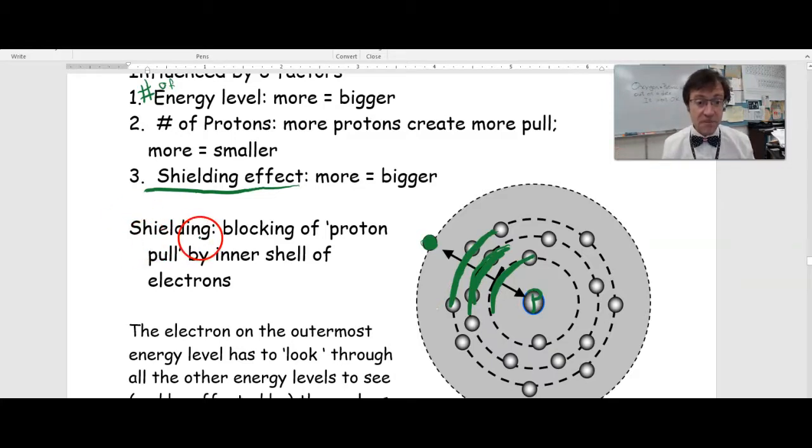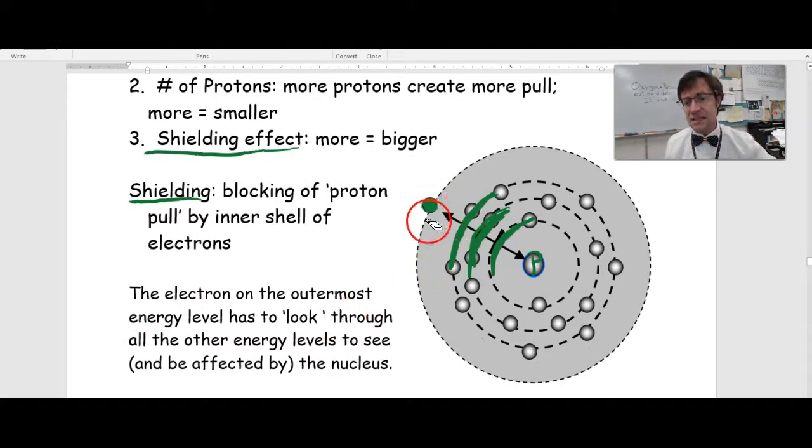So shielding, the definition, is the blocking of proton pull by the inner shell of electrons. And so these would be the inner shell. You've got 1, 2, 3 inner shell layers. That's what I mean by inner shell layers. And this guy, the outermost electron, has to look through all 3 of these before it can see the proton to get that proton pull. You guys understand what I'm saying? I hope so.